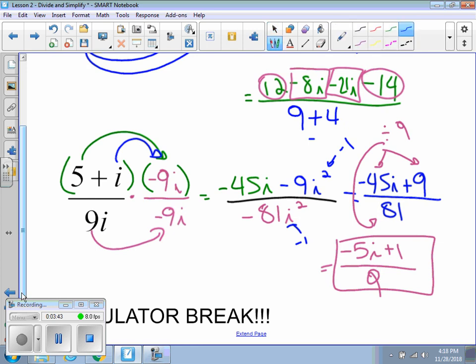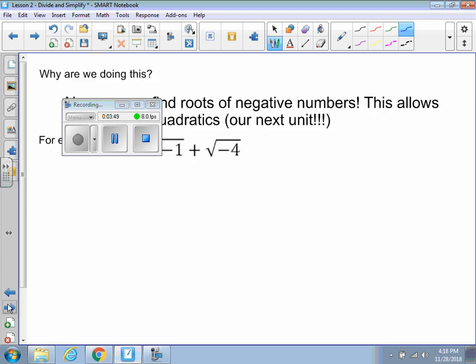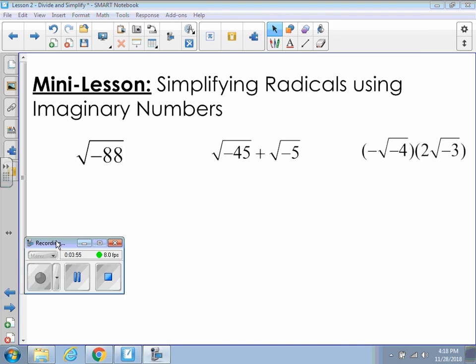Now I know your note sheet says calculator break. We actually aren't going to do that this year. We're moving on to the last bit of our notes. The last bit of our notes is talking about simplifying radicals using imaginary numbers.